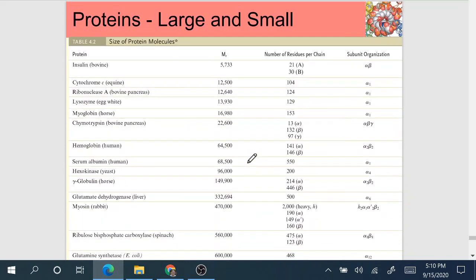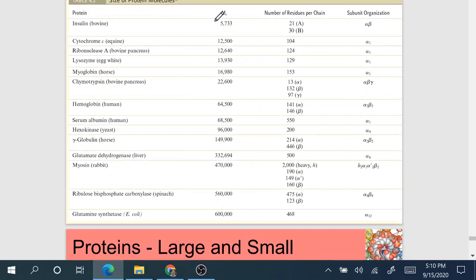So we have here just some different examples of proteins. We have insulin, which has a molecular weight of 5,733, and they go up to 12,000, 16,000, 149,000, and so on. So glutamine synthetase in E. coli is a molecular weight of 600,000, and this is an example of how many residues per chain we have.